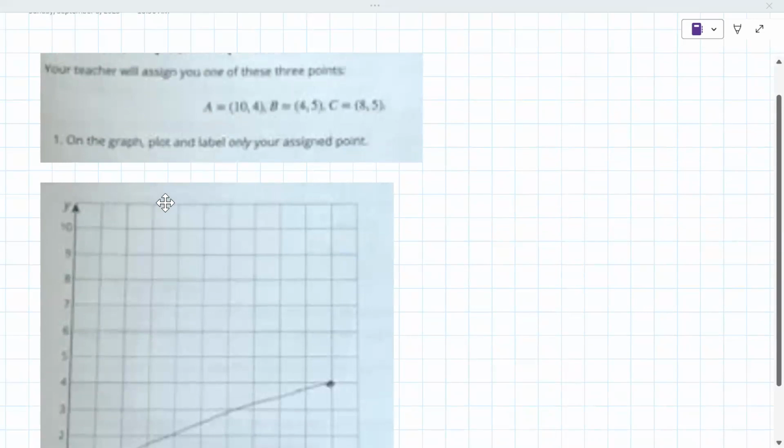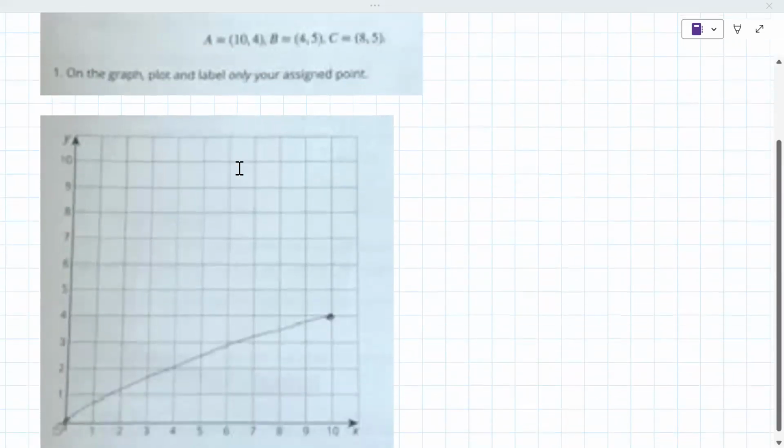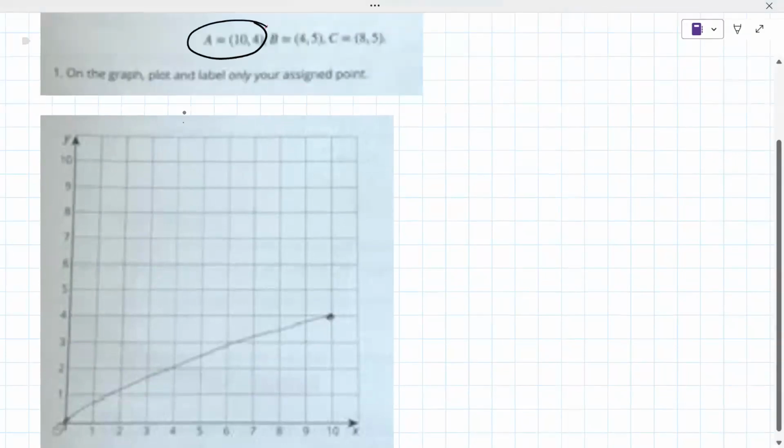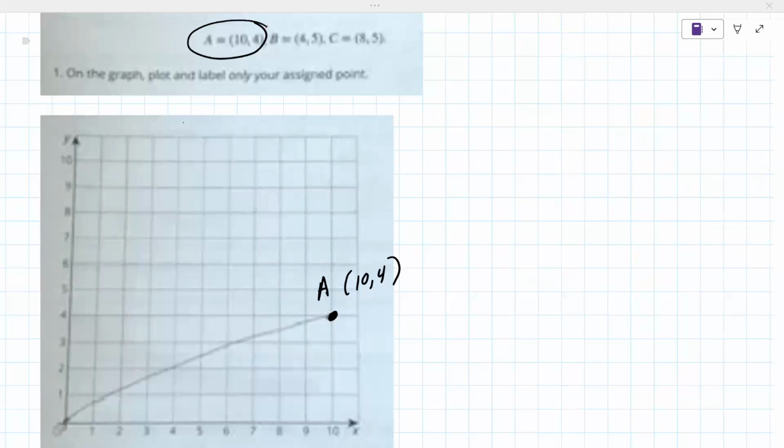Of these 3 points on the graph. So looks like you might have been assigned the first point. Okay. On the graph, plot and label only your assigned point. So that one right there, that's A. It's good to do the following. It's good to label it with a letter. It's even better to label it with the ordered coordinates there. Any questions on that? No.